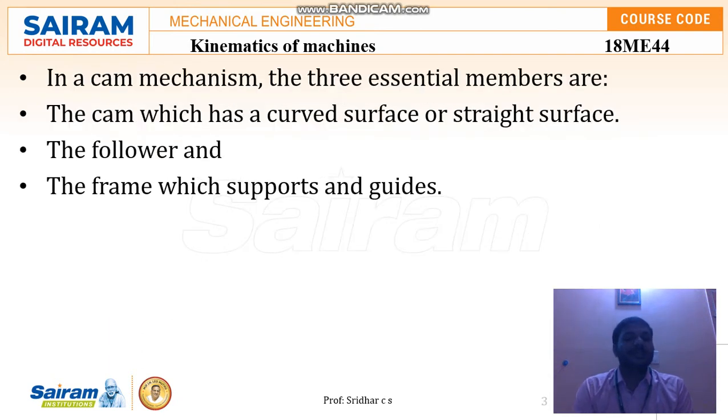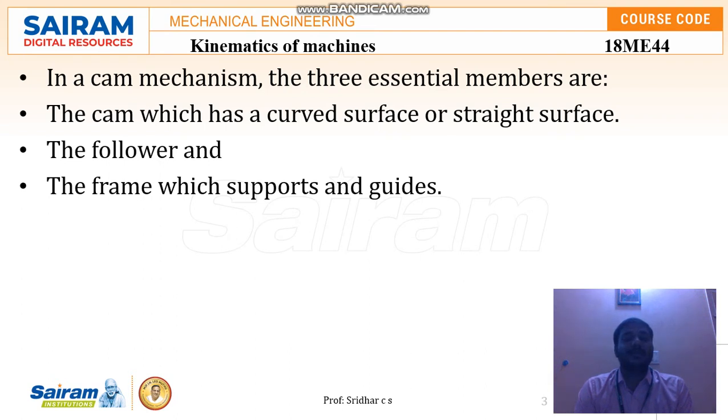Next we are going to discuss the three essential members in a cam mechanism. To transmit a rotating or oscillating motion, the first essential member is the cam, with a curved surface or a straight surface, depending on the application. The next main member is the follower. Without the follower, we cannot transmit the motion provided by the cam.